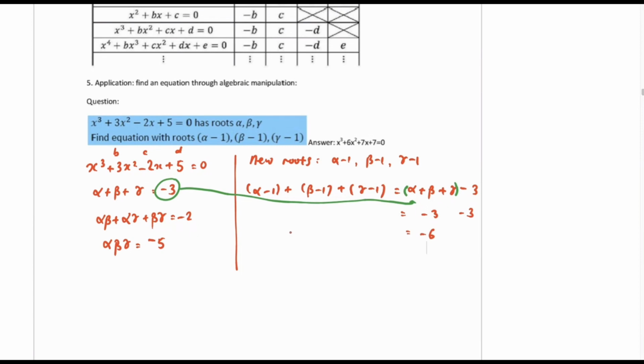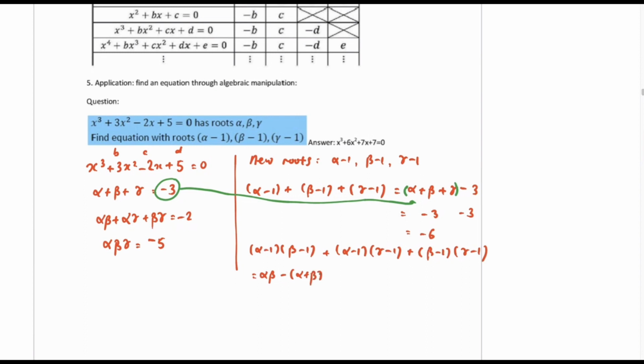Now, the second thing is, we follow what we did here. We take any two roots and multiply. For our case here, I'm going to take alpha minus 1 times beta minus 1, then alpha minus 1 times gamma minus 1, then beta minus 1 times gamma minus 1. That is what I mean by any two roots. After doing so, we have to simplify them, so we need to expand. Alpha beta minus alpha minus beta. I straight away do it like this.